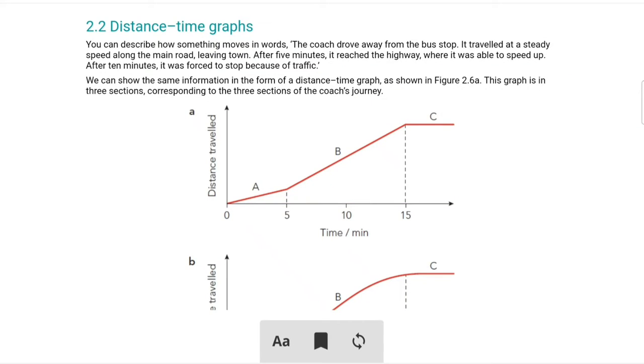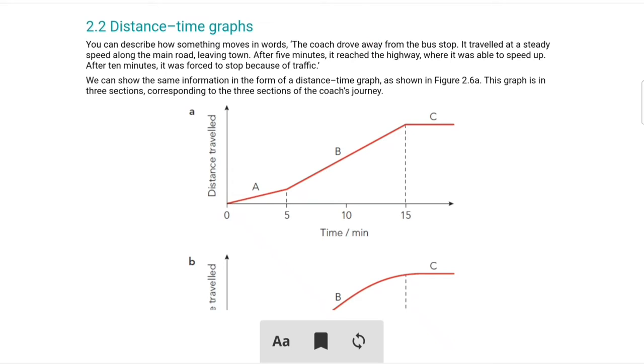Good afternoon, children. So, today we are going to learn about distance time graph. In studying motion, we have to analyze different types of graphs. First we are going to deal with distance time graph. In the distance time graph, always the distance will be plotted in y-axis and time will be plotted in x-axis. Here we can describe how something moves in words.